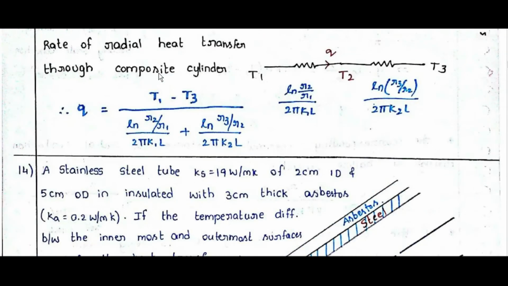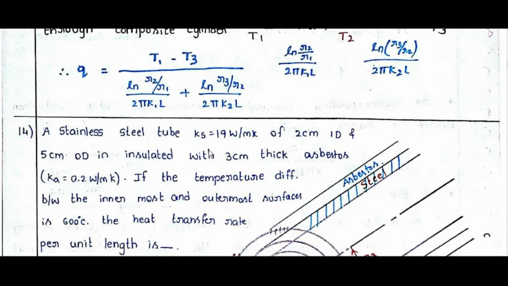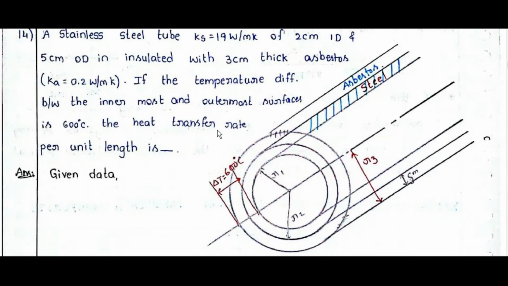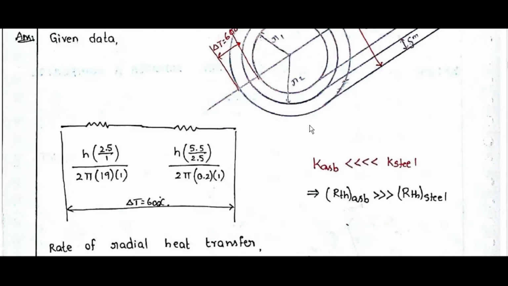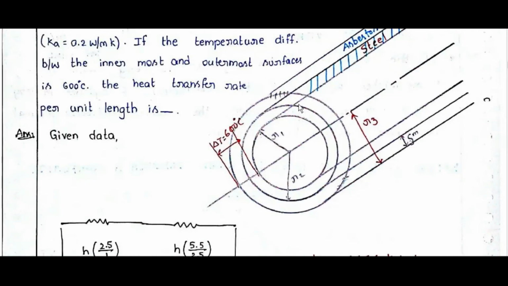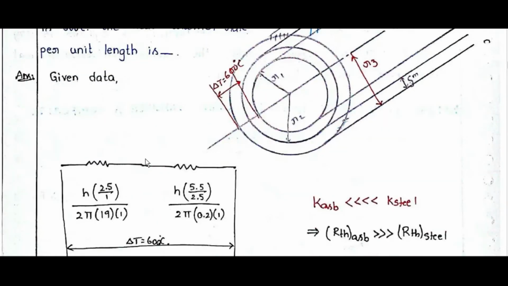The rate of radial heat transfer through the composite cylinder, T1, T2, T3, with resistances ln(R2/R1)/(2πK1L) and ln(R3/R2)/(2πK2L). Q is equal to (T1 minus T3) divided by resistance 1 plus resistance 2. With numericals, this is the question: the innermost heat transfer per unit length.